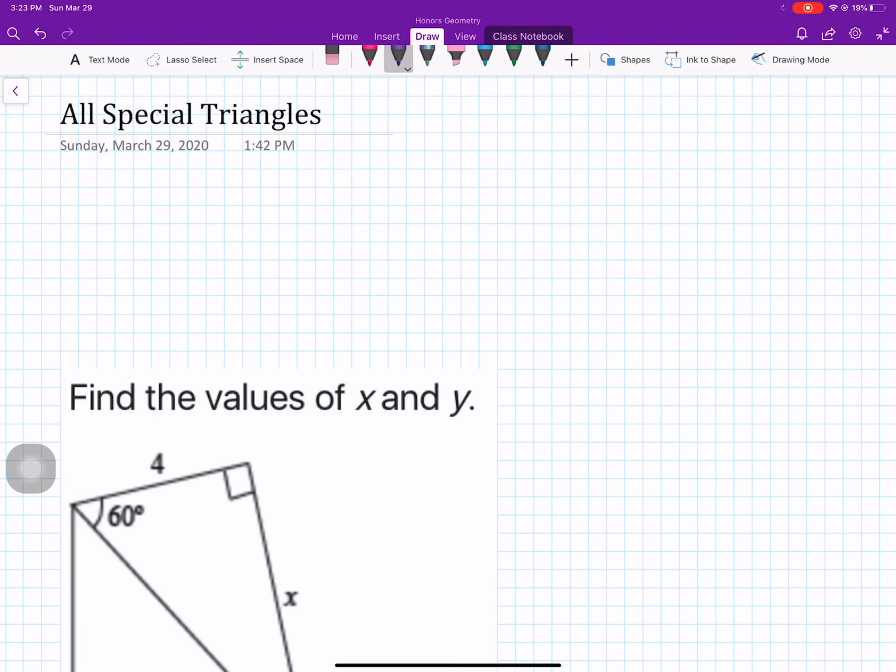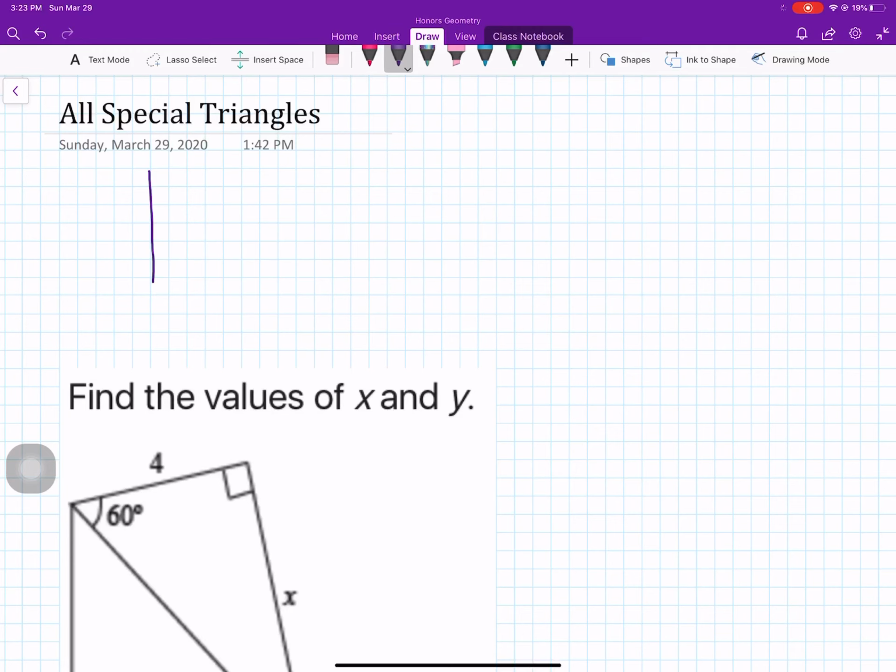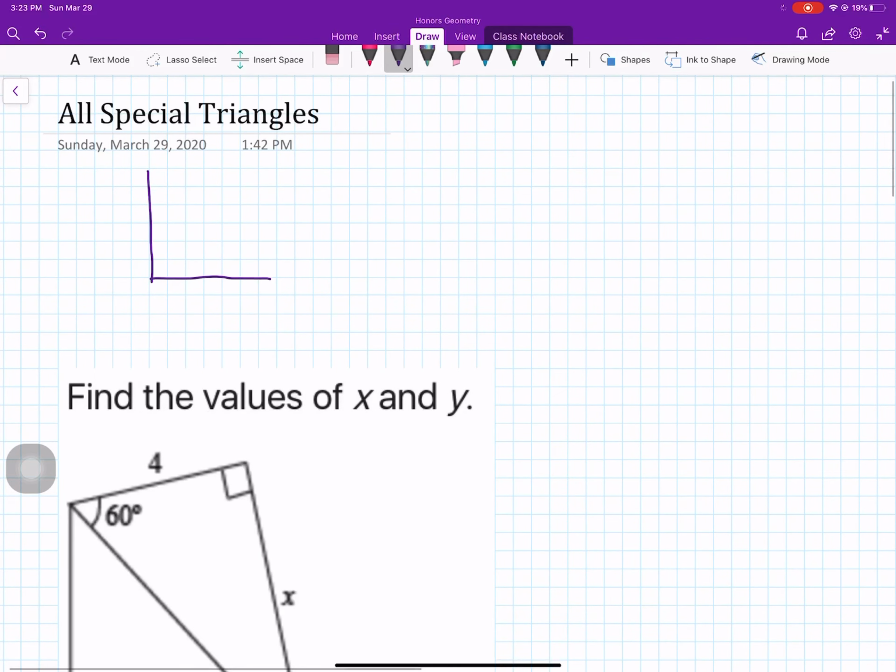Now we're going to be combining our special right triangles into big giant problems together. So it is very important that you always pay attention to which type of triangle you're dealing with. Is it a 45, 45, 90, in which case the proportions of the sides would be 1, 1, and root 2? Or is your triangle a 30, 60, 90?